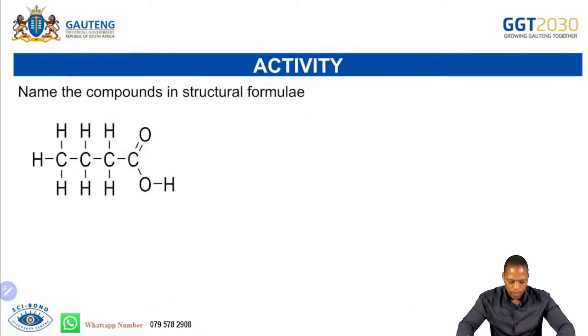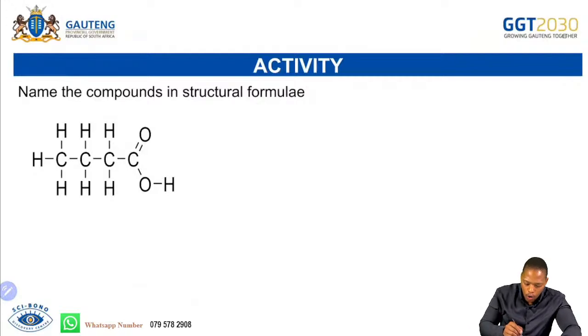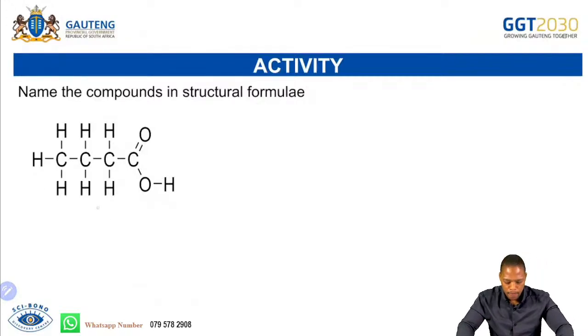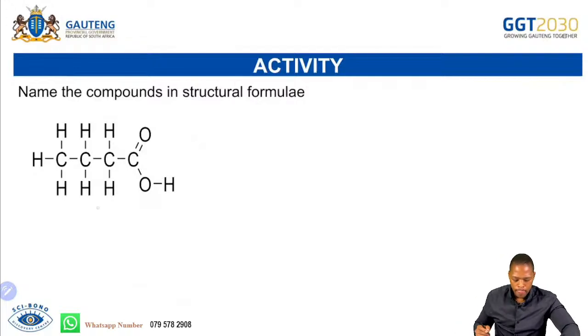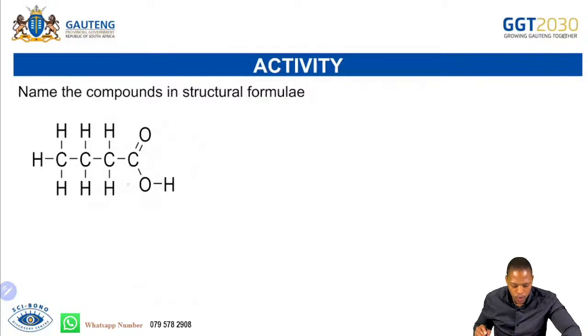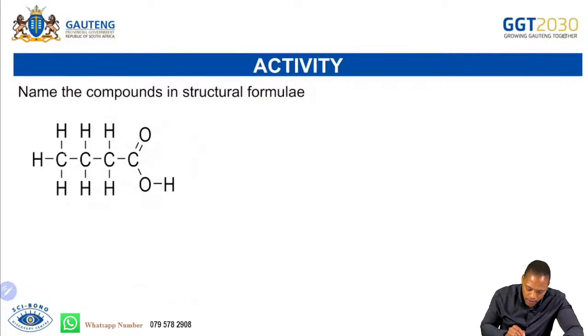Okay, so I also want us to name this one, grade 12. Let's try and name the structure here for our next activity. Okay, so this again is a structural formula. What do we do with it? We identify the parent chain. So let's identify the parent chain here.